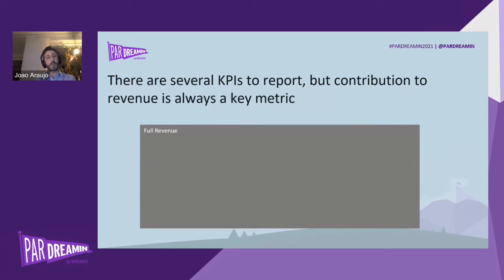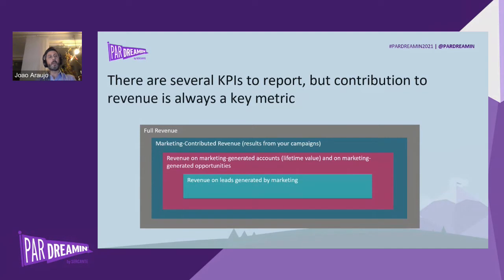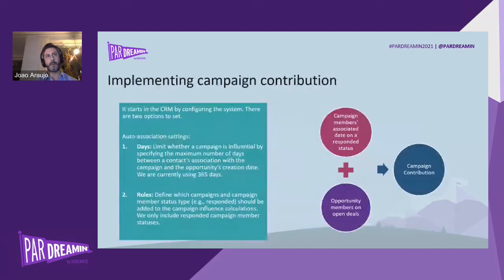Depending on how you have your CRM set up, you might have four different levels of revenue. You would have the full revenue of the organization. Then you would have revenue from marketing, so things that you've done with your campaigns. You run campaigns on accounts and contacts that were generated by marketing and by sales. You would still be able to see revenue on marketing-generated accounts, and you would even be able to see revenue on leads generated by marketing or by sales. So you have different levels to look into, but this marketing-contributed revenue, the results from the campaigns, is where we're focusing in this part.